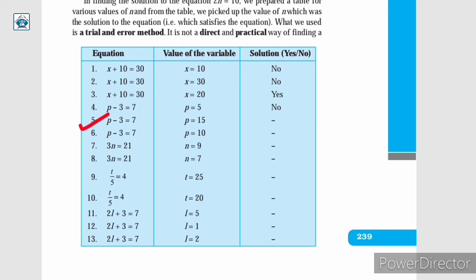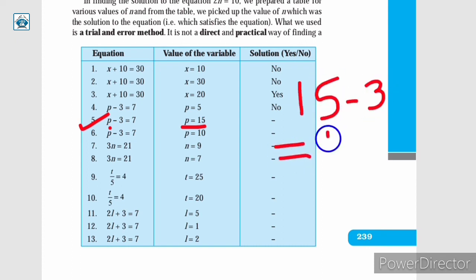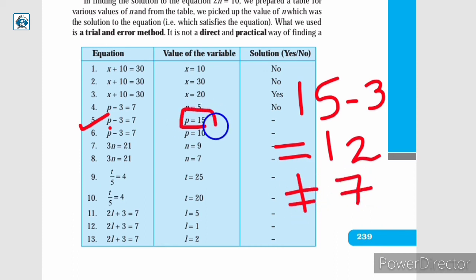Next, consider the equation p minus 3 is equal to 7. Here we are given the value of the variable as p is equal to 15. That is, we are going to put p is equal to 15 here. So when we do 15 minus 3, we get the answer as 12. Now we know that this is not equal to 7. So p is equal to 15 is not a solution for the equation p minus 3 is equal to 7.